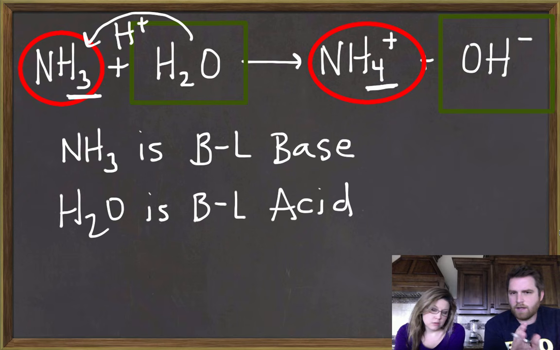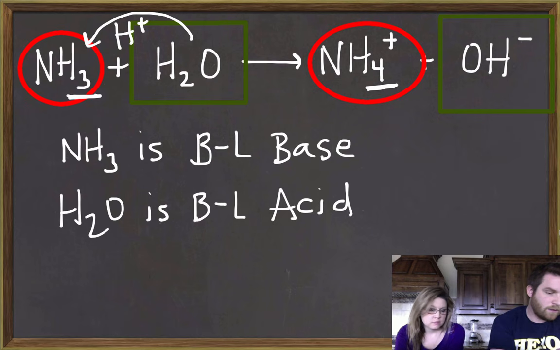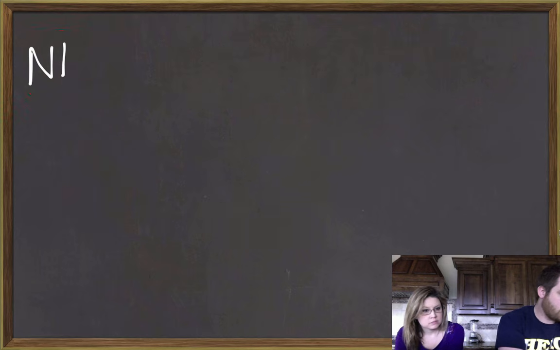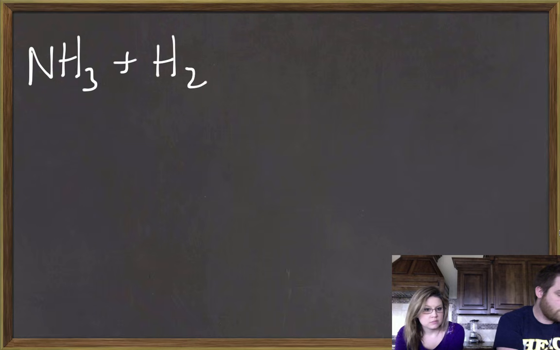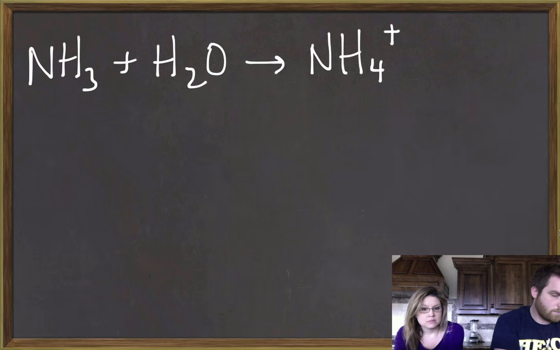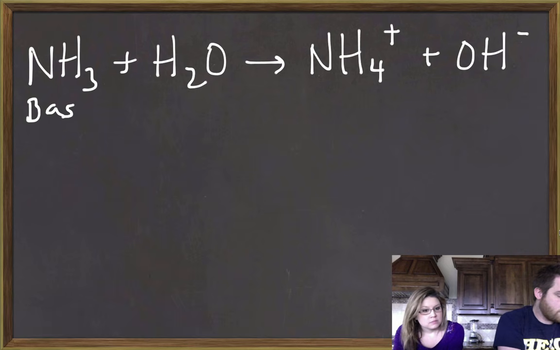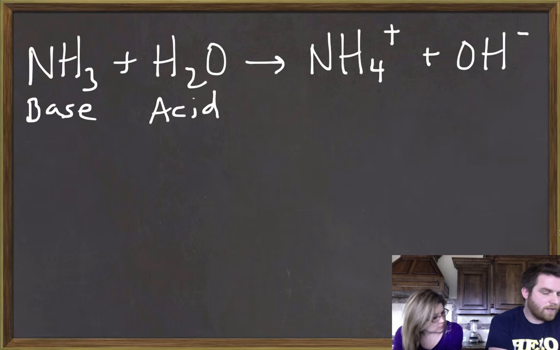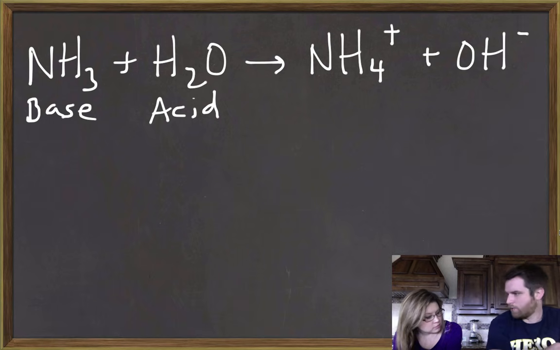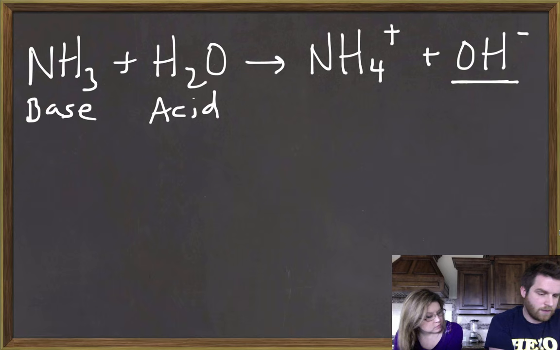Should be pretty clear. The other thing we have to talk about, though, is this concept of conjugate acid and conjugate base. So what I'm going to do is, bear with me here, I'm going to rewrite this so we can have a nice clean slate. Okay, so we know that this is the base and this is the acid. So what happens after the acid donates the proton? It becomes this guy right here.